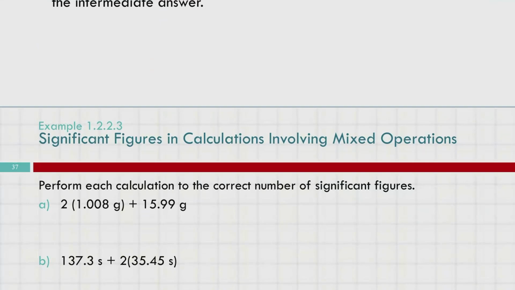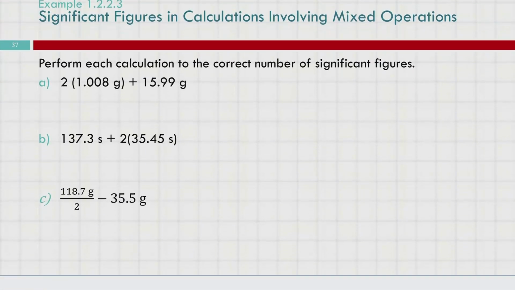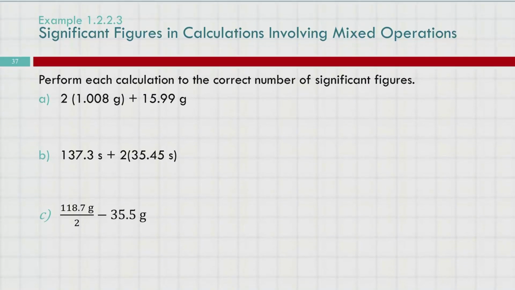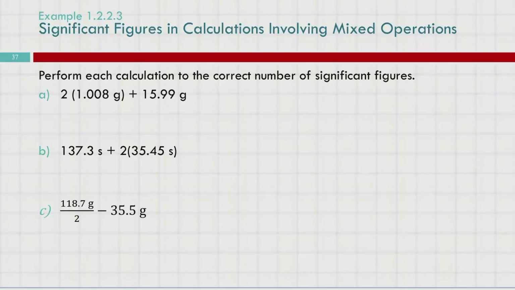So let's see some examples of this. Yes, this slide. I've got parentheses in here to separate things that we're multiplying. So step A, letter A. Like I said, brain's fried. Letter A, we've got 2 times 1.008 grams.